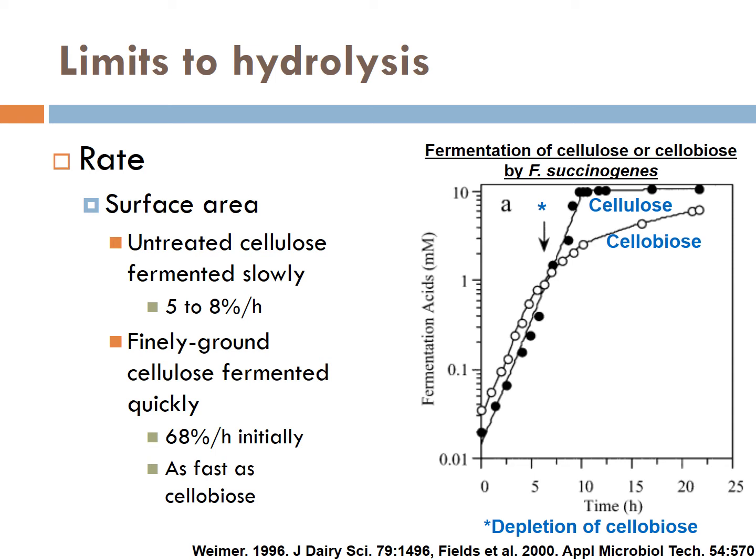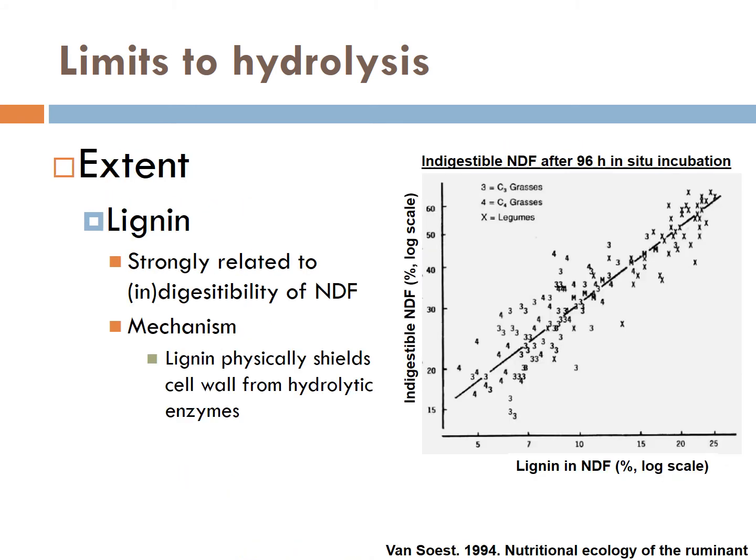It was fermented at 68% per hour initially. This is just as fast as cellobiose, which has the same linkages as cellulose, but it's a disaccharide. There is no surface area limitation for its hydrolysis. The factor that controls the extent of hydrolysis is lignin.